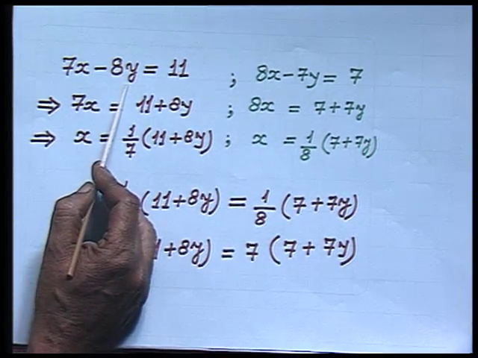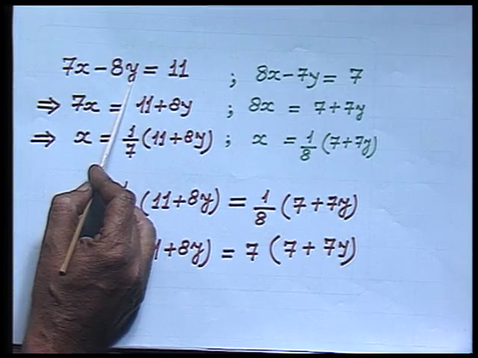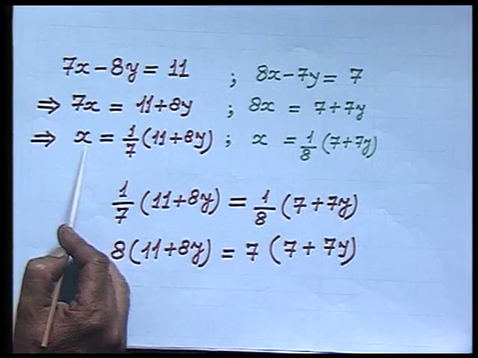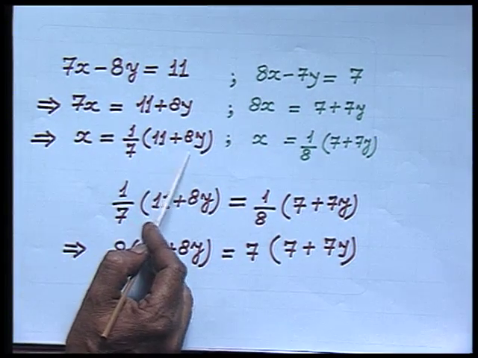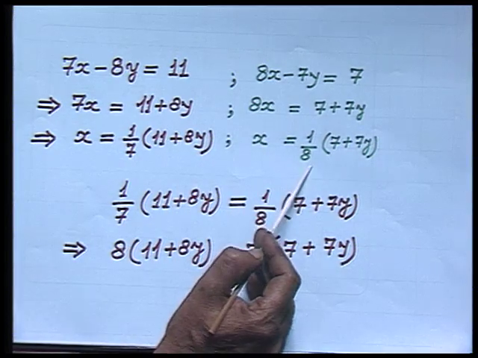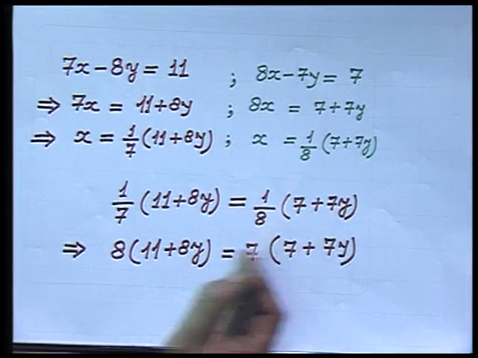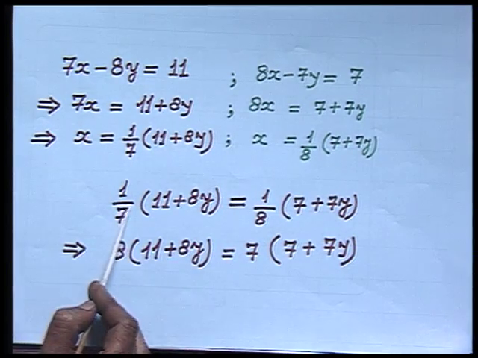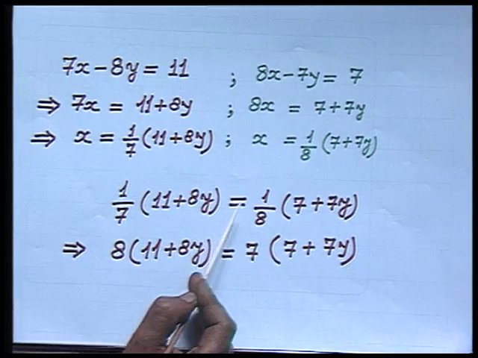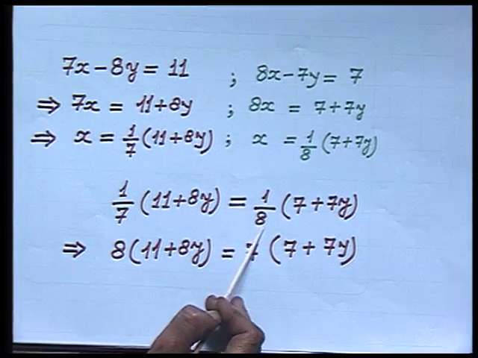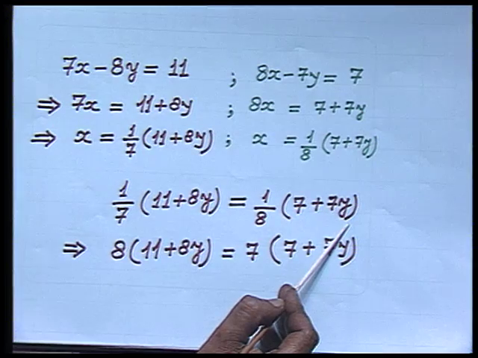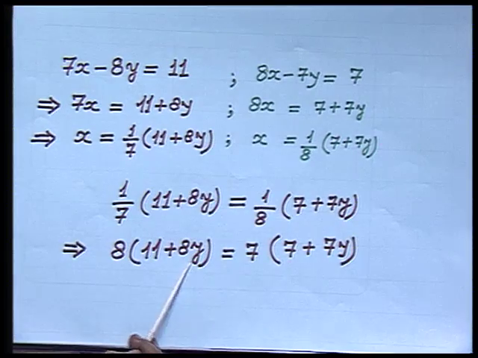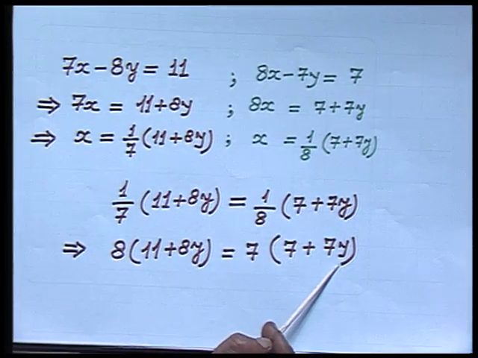But in case I am making y as a subject from the first equation, I will be making y as a subject from the second equation. So here we got x equals 1 over 7 times 11 plus 8y, and x equals 1 over 8 times 7 plus 7y. Since both these are representing the values of x, 1 over 7 times 11 plus 8y equals 1 over 8 times 7 plus 7y. And on simplification I get 8 times 11 plus 8y equals 7 times 7 plus 7y.